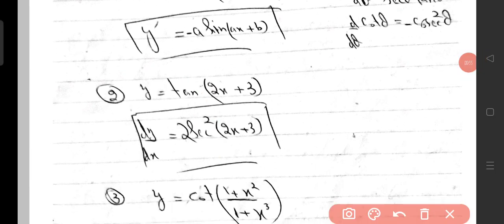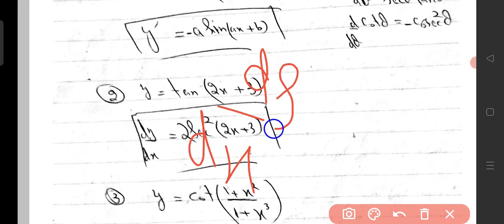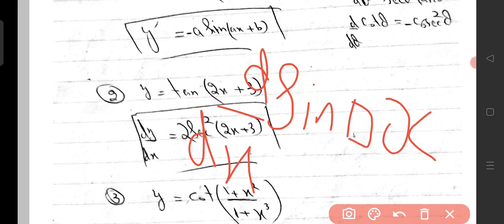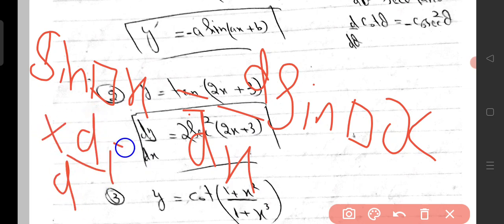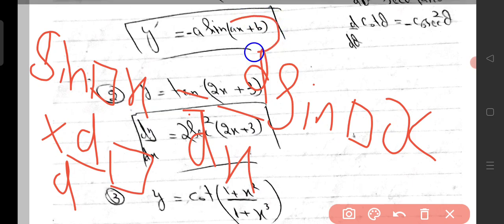Let's see. If you have sine of box, or box x, the derivative of this type of function is cos box into the derivative of the box. Inside the box you have such type of variables or constants.